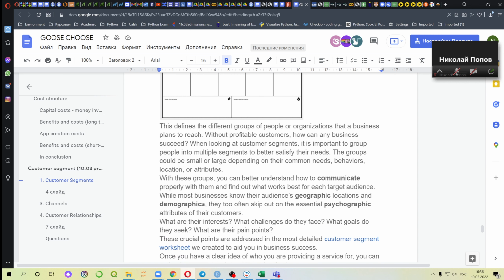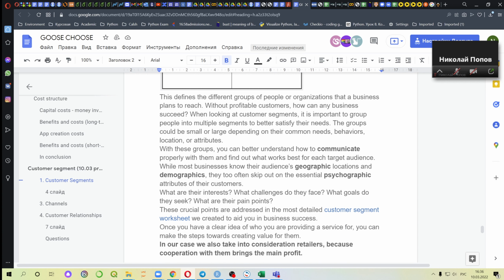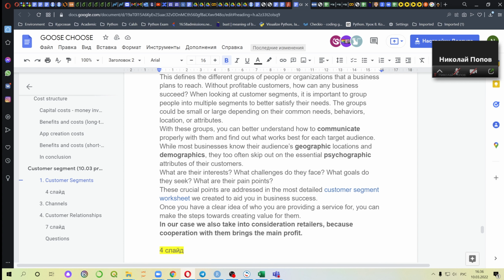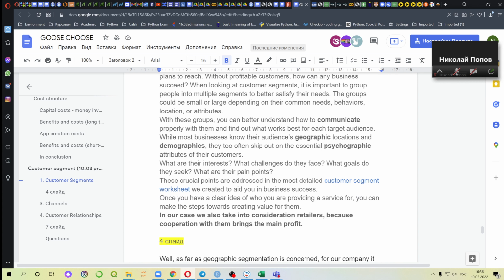This defines the different groups of people or organizations that a business plans to reach. Without profitable customers, how can any business succeed? When looking at customer segments, it's important to group people into multiple segments to better satisfy their needs. The groups could be small or large, depending on their common needs, behaviors, locations, or attributes. With this grouping, you can better understand how to communicate properly with them and find out what works best for each target audience.